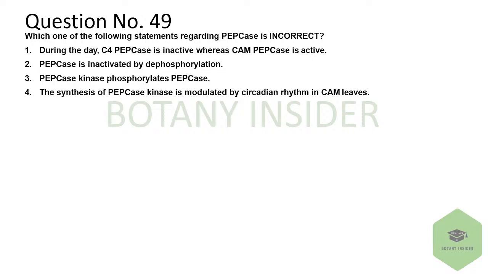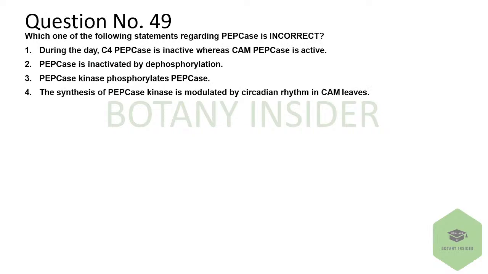During the day, C4 PEPcase is inactive, whereas CAM PEPcase is active. PEPcase is inactivated by dephosphorylation. PEPcase kinase phosphorylates the PEPcase. Then the synthesis of PEPcase kinase is modulated by circadian rhythm in the CAM leaf. So which of the following statements regarding PEPcase is incorrect?